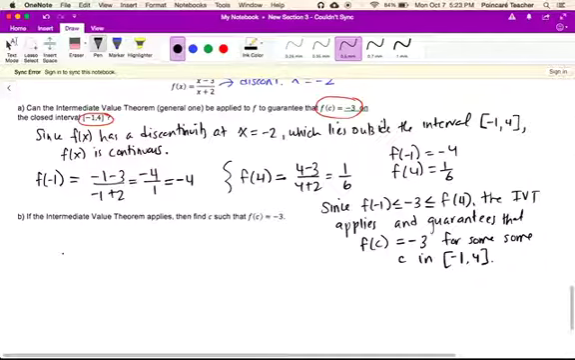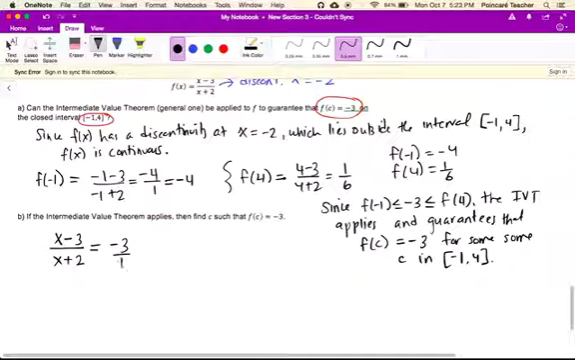Okay, so for part B, now that we know that there's such an x value that results in -3, we can move on to the next step of actually finding the x value. To answer that question, we need to take our function and find when it equals -3. We're trying to figure out what x value would result in the function equaling -3.